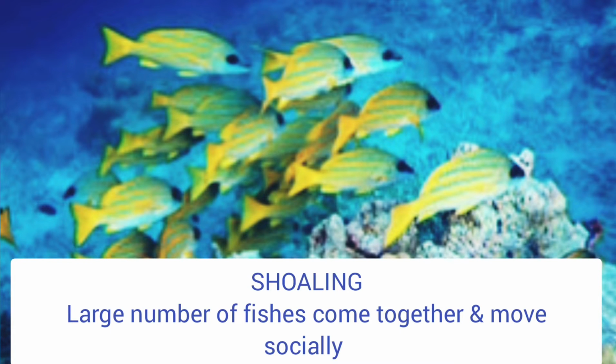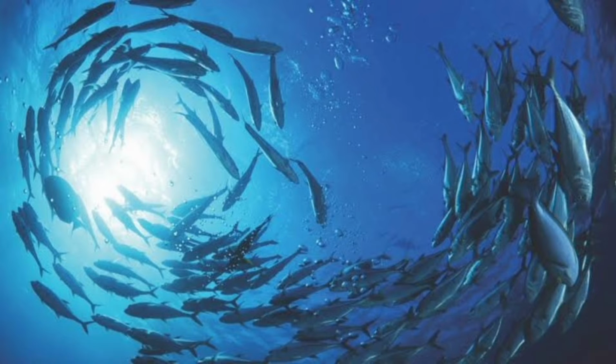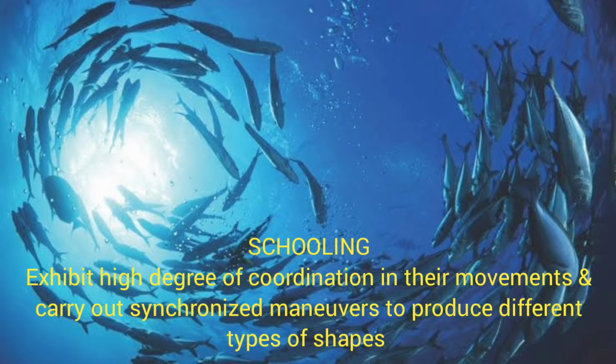Swarming. When a large number of fishes come together and move socially, it is called swarming. For example, such behavior is seen in tuna fishes. Schooling. Migrating fishes exhibit a high degree of coordination in their movements and carry out synchronized maneuvers to produce different types of shapes. Such behavior is seen in forage fishes.